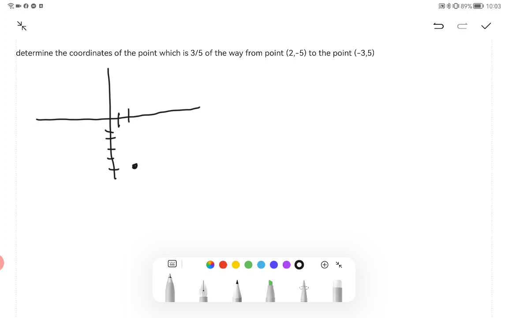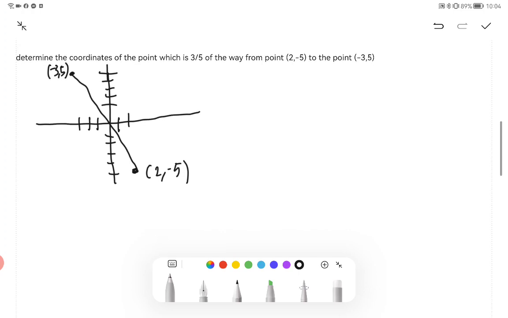We also have the point (-3, 5): 1, 2, 3, 1, 2, 3, 4, 5. So approximately right here. Okay. Also, we are given 3/5 of the way from point (2, -5) to the point (-3, 5). So from this point, we should go 3/5: 1, 2, 3. Right here, we have our 3/5, and then the remaining will be just 2.